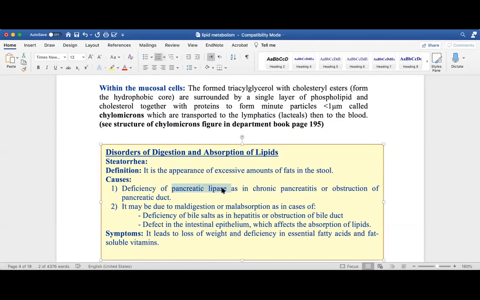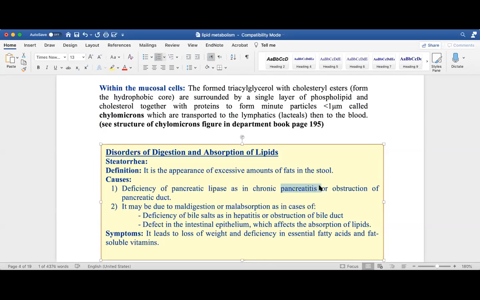Deficiency of pancreatic lipase. If there is disease in the intestine, cancer of the pancreas, or any inflammation of the pancreas called pancreatitis, there will be no lipase. So there will be no digestion of lipid. This is a dangerous condition because the body cannot absorb fat-soluble vitamins. Fat-soluble vitamins need pancreatic lipase to be absorbed.